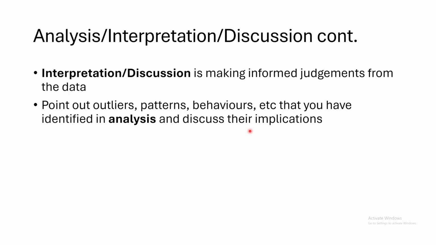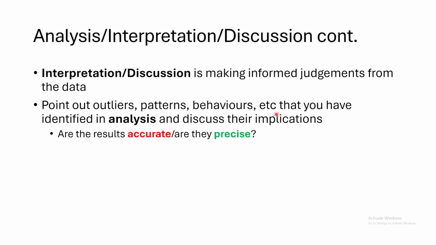And another part of this section is interpretation and discussion. You're making informed judgments from the data. So if there are outliers, huge percentage errors, or huge uncertainties, this is where you'll be discussing where they could have come from and what they meant about the experimental design. You'll point out outliers, patterns, and behaviors, all the things you've identified in your analysis section, and you'll discuss the implications they have on the experiment.